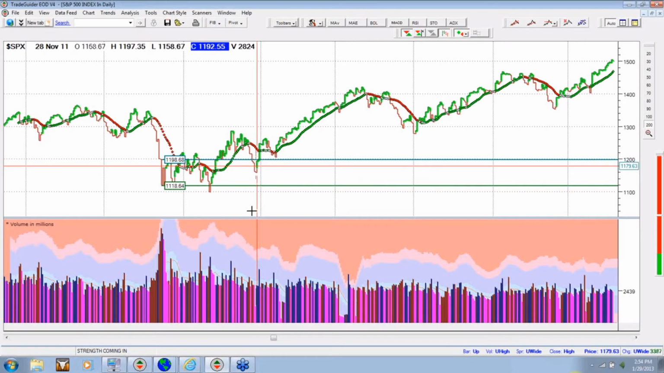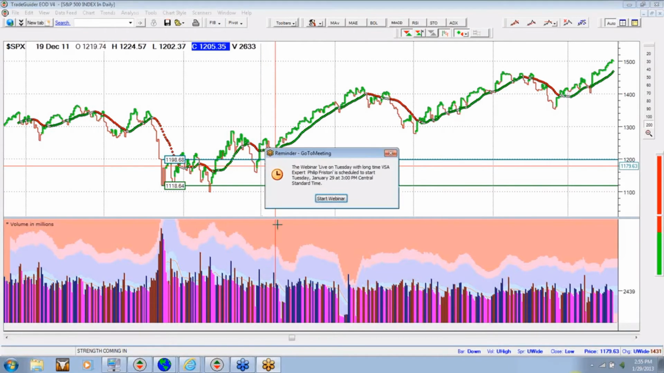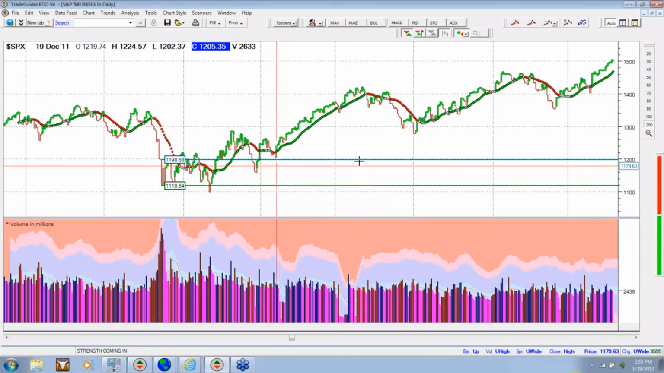And sure enough, we did. There is an increase in volume on an up bar, followed by another increase in volume, followed by another increase in volume, and then it's tested again just prior to Christmas. But really, the key thing, and I've got to go in a second because Philip Friston's coming in here, is that bar right there.